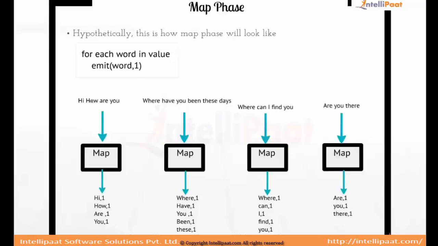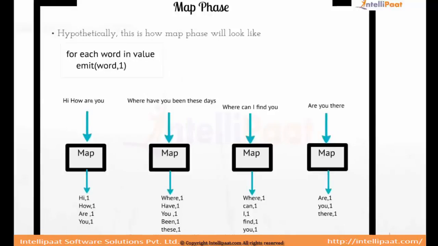What happens is each map will give its own output. Each map will focus on its business and give you the output. So map 1 will give you hi, 1, how, 1, r, 1, u, 1. Map 2 will give you where, 1, have, 1, u, 1, been, 1, these, 1, days, 1. Map 3 would give you where, 1, can, 1, I, 1, find, 1, u, 1. And map 4 would give you r, 1, u, 1, there, 1. So individually, every guy has done his job.